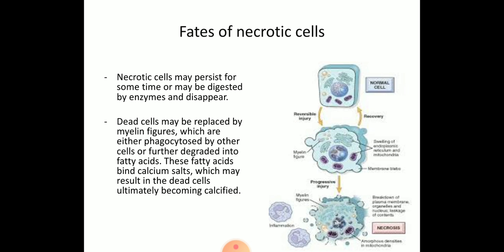So the cell ultimately undergoes necrosis. These necrotic cells may persist for some time or may be digested by enzymes and disappear. The dead cell may be replaced by myelin figures, which are either phagocytosed by other cells or further degraded into fatty acids. These fatty acids bind with calcium salts, which may result in the dead cell ultimately becoming calcified. So there are two fates of a necrotic cell: either they are phagocytosed by other cells, or they ultimately become calcified.